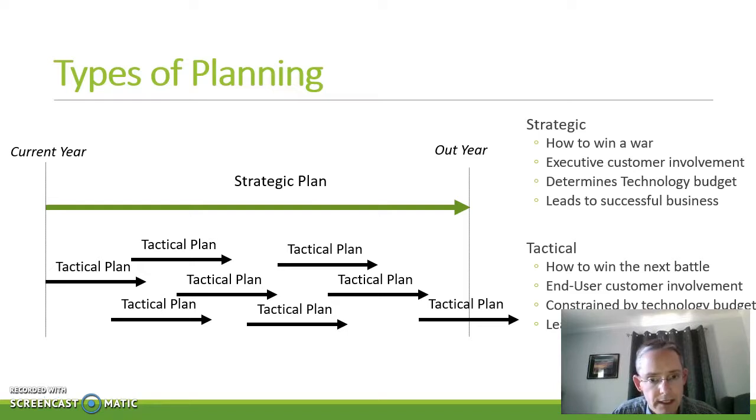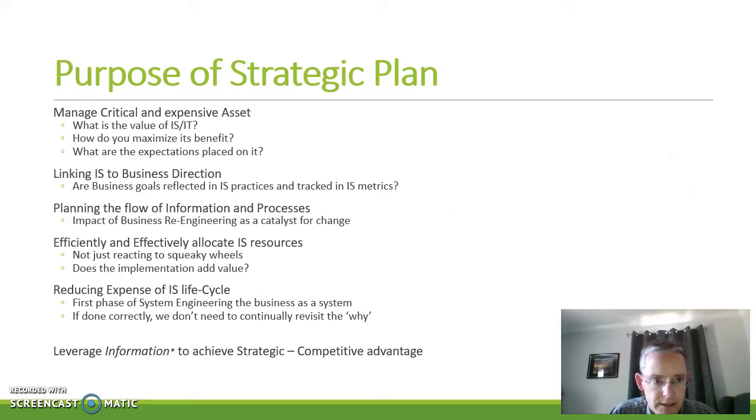We need to be thinking in terms of the overall direction and posture of the business and how IT supports that. So that's the purpose of our strategic plan. We have this really expensive asset in IT. How do we maximize it? How do we link it to the business direction? How do we efficiently allocate all these resources in the most effective way to reach those key priorities? And how do we reduce expense?